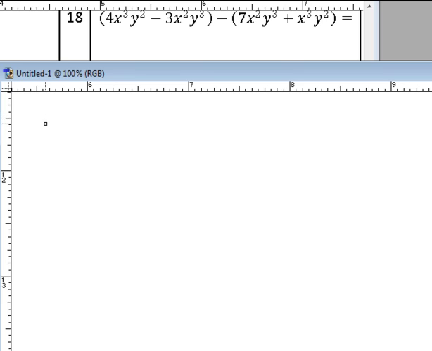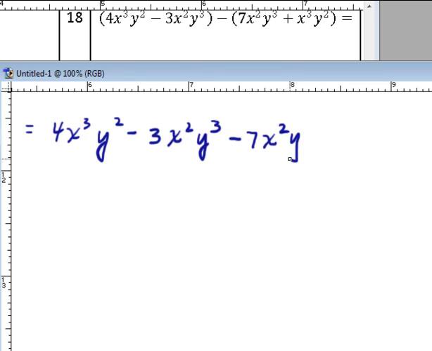Number 18, we're subtracting polynomials. Okay, so we're going to open up those parentheses. So we have 4x cubed y squared minus 3x squared y cubed. And now we have minus 7x squared y cubed and minus again x cubed y squared.